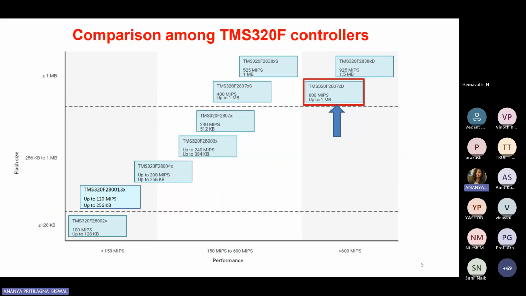These are various families of this microcontroller. This is the comparison among all these controllers. We have compared on the basis of performance with respect to flash size, which varies from 150 MIPS to 600 MIPS. So we have chosen TMS320F28379D for its higher accuracy and high performance CPUs. It has two CPUs and gives 800 MIPS, up to 1 MB.